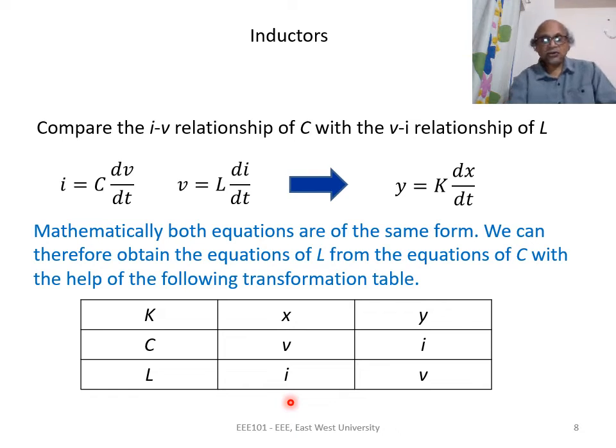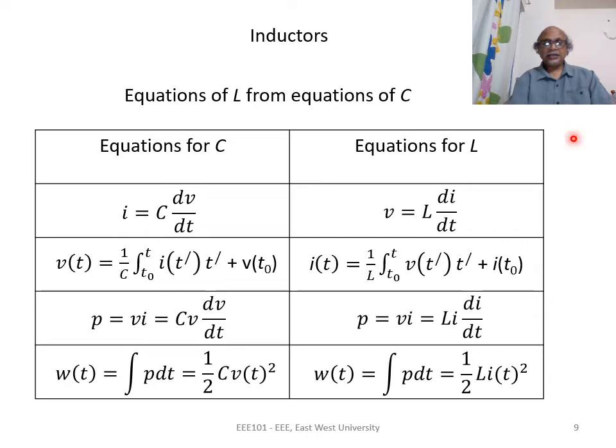So if we take all the equations of the capacitors, and in every equation, if we replace C by L, V by I, and I by V, we will get the corresponding equations for the inductors. It is not necessary to derive these equations independently again. Okay, so if we do that, these are the equations we get for the inductor.